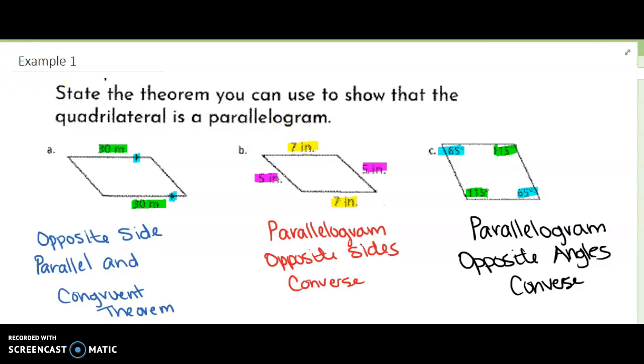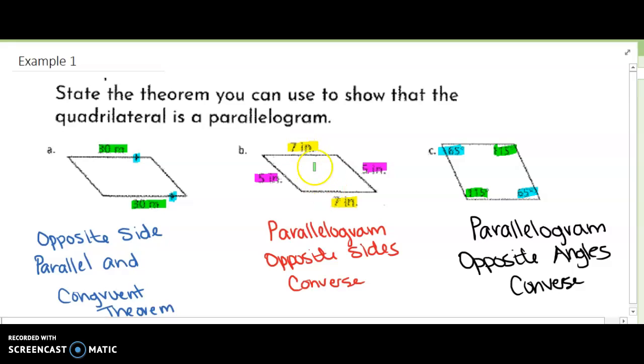Let's go over these. All right, so on A, you're given this diagram, and I've highlighted in green both of these opposite sides are 30 meters, meaning they are congruent. And then in blue, I've highlighted these little arrows, meaning they are parallel. So I have one pair of opposite sides that are both congruent and parallel, and therefore I would use the opposite side parallel and congruent theorem.